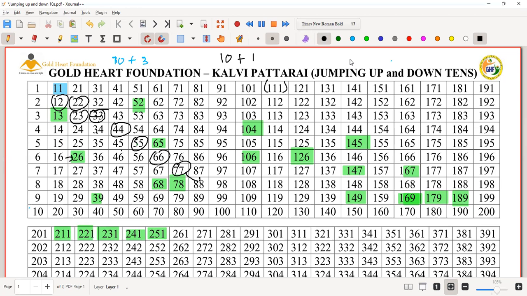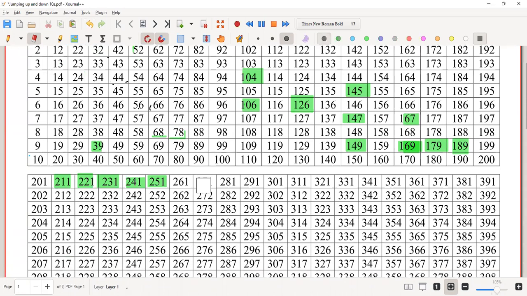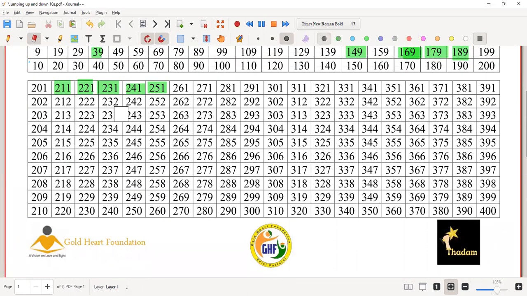We'll be adding 23. Now we are going to add 23. Tens are 230, right? 23 into 10, 230. I'm going to add 23 with 230.